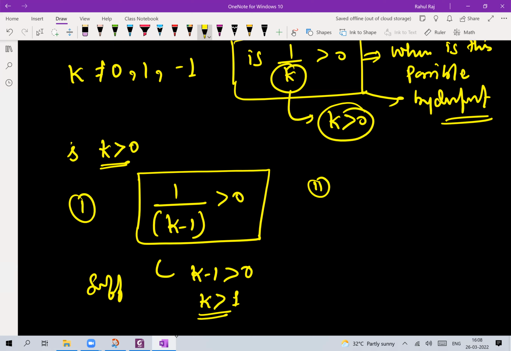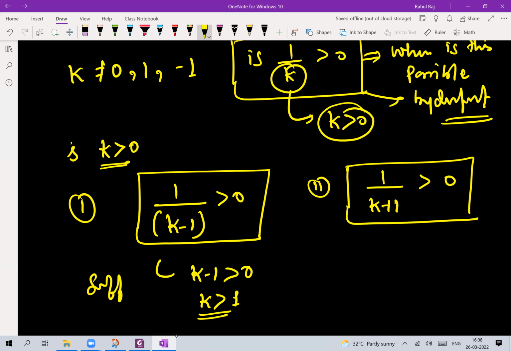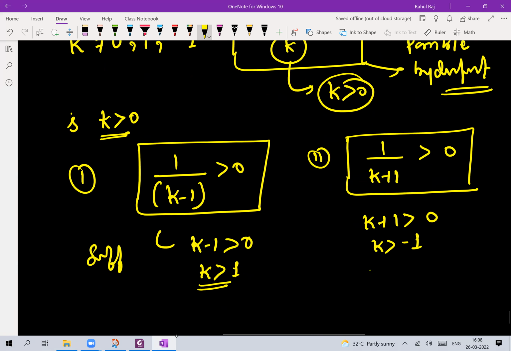Statement number 2 says 1 over k plus 1 is greater than 0. Again, this statement is given to me and it is true. For this to be true, k plus 1 should be greater than 0. If k plus 1 is greater than 0, k is greater than negative 1. And if k is greater than negative 1, k can be negative half, and k can be 2 or 3 or 4, 5 to infinity, does not matter.